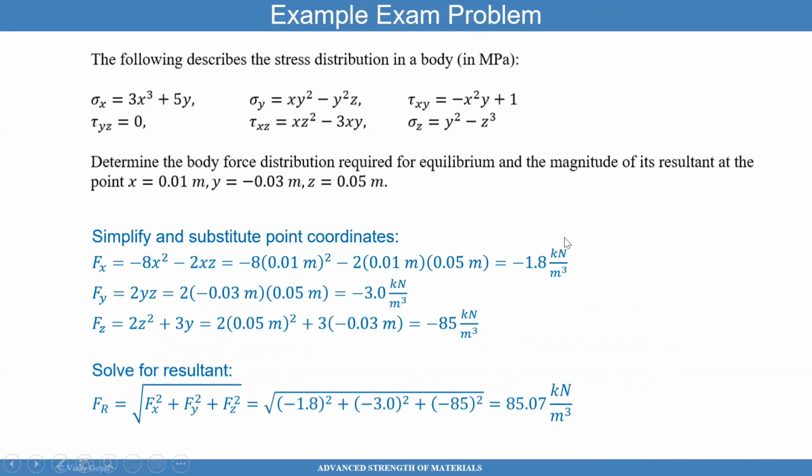Notice that it has units of force per meter cubed because it's a body force, and body force is per unit volume, as discussed earlier. Same for fy, and same for fz. To get the force resultant, all I have to do is take fx squared plus fy squared plus fz squared to get the magnitude. And obviously this tells you the components in each of the three directions, x, y, and z. And that's the magnitude.